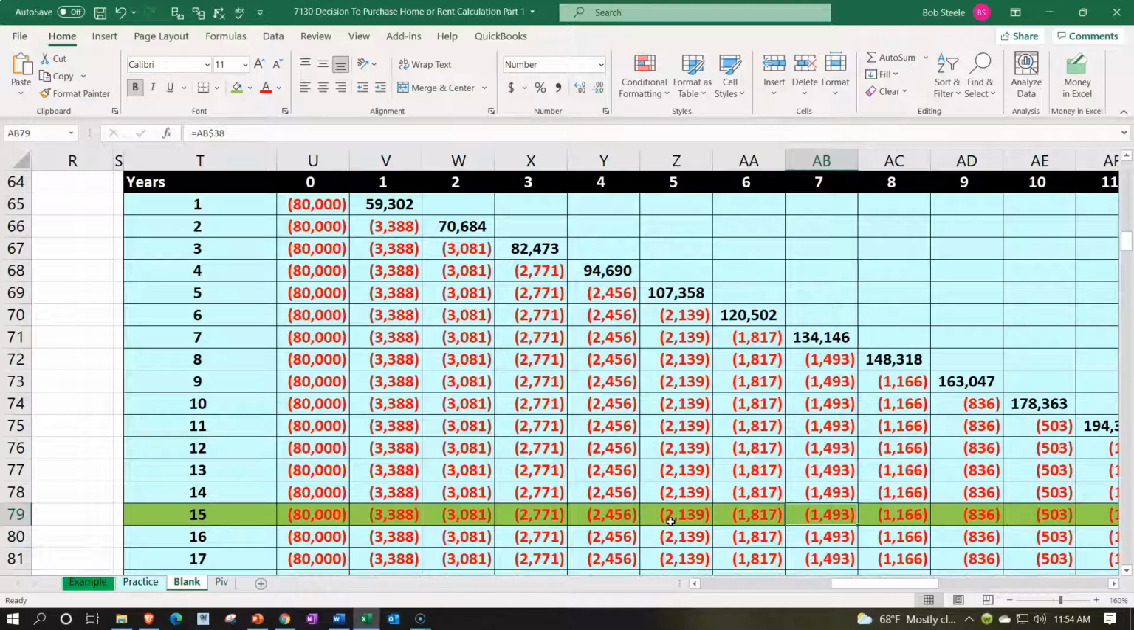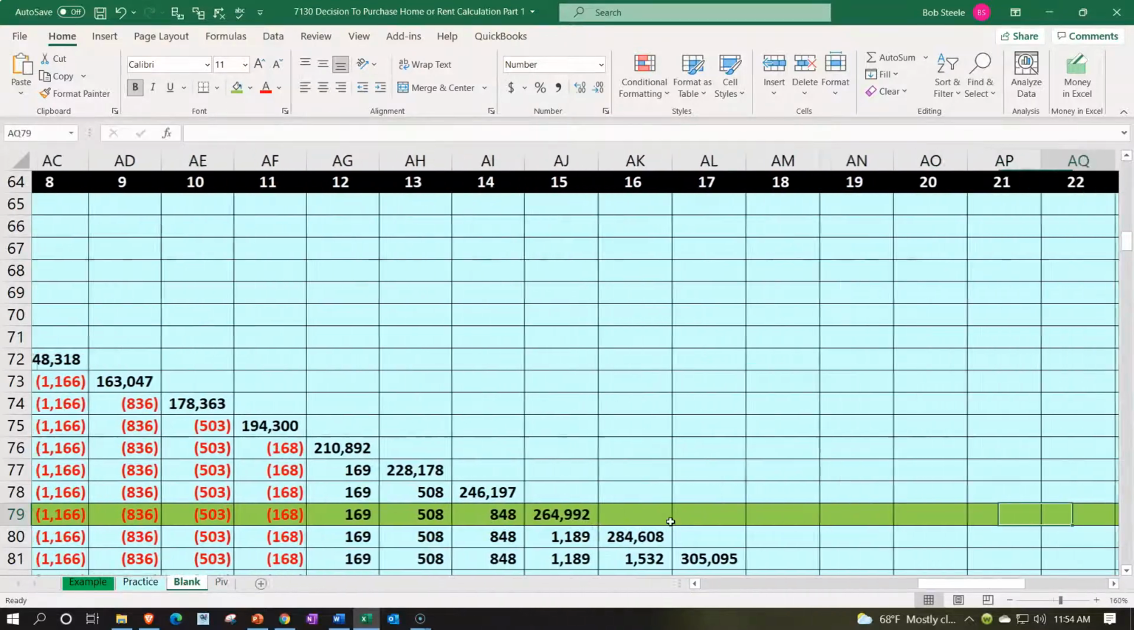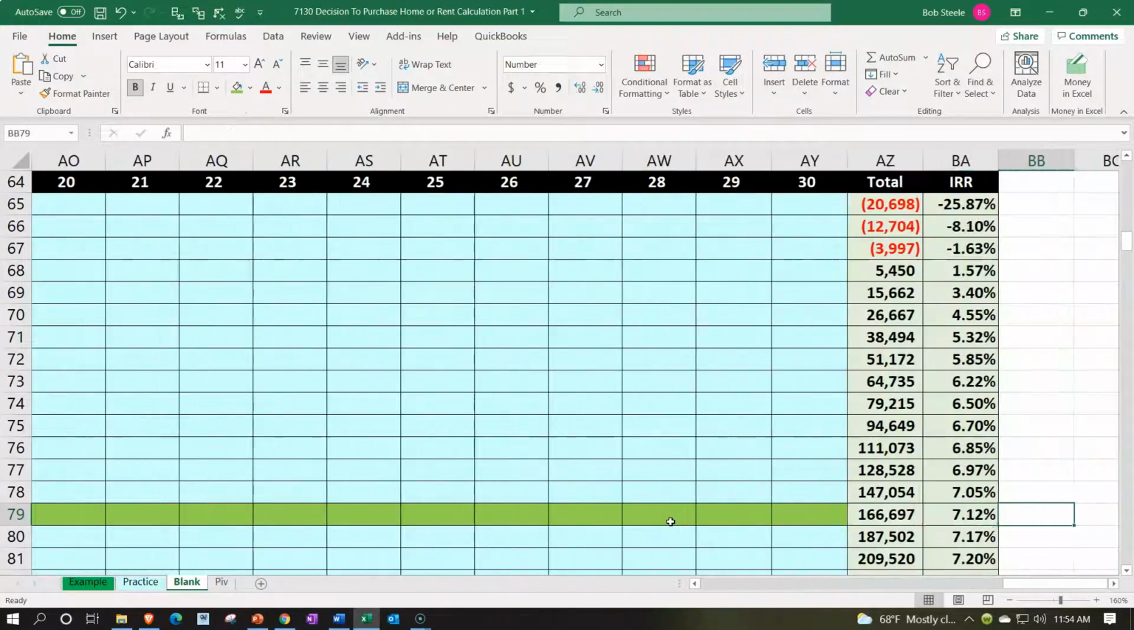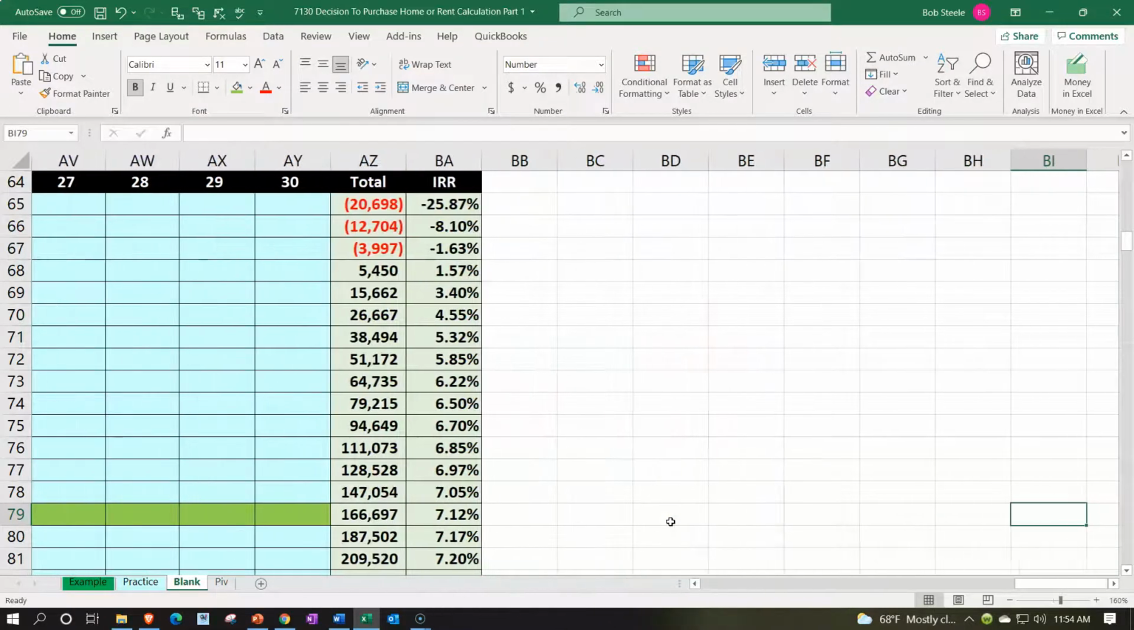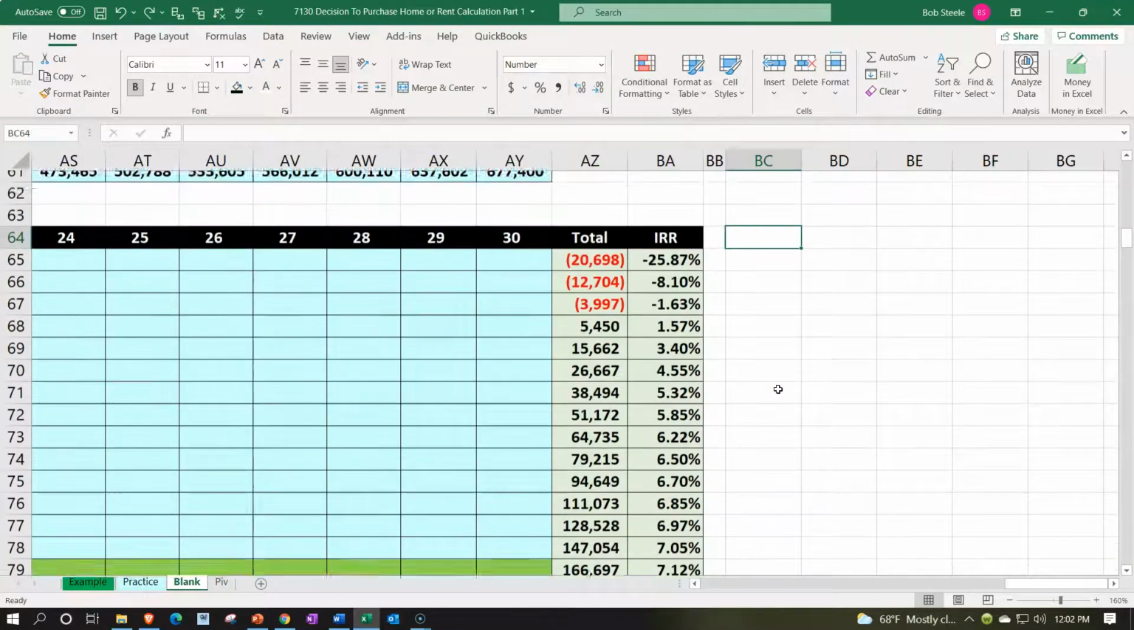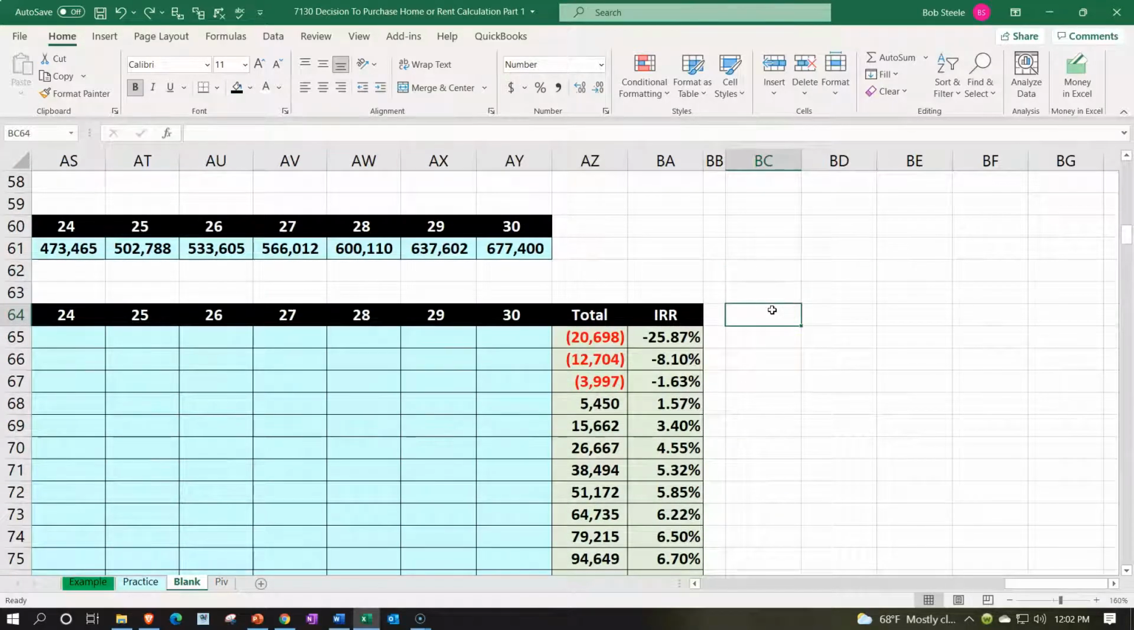In order to calculate that or to think about that, we want to take into consideration the time value of money. So we use the IRR calculation, which is the rate at which this series of payments would be zero if we discounted it back. So just to get an idea of what that means, let's take this year 15 and actually present value it back a couple different ways so we can see what this is telling us.